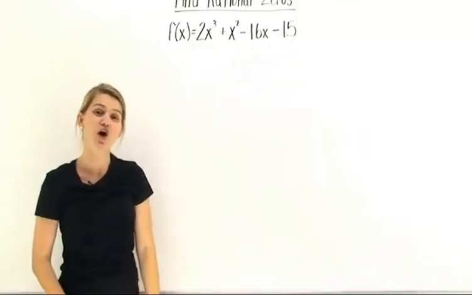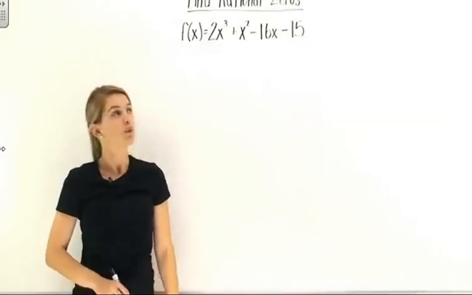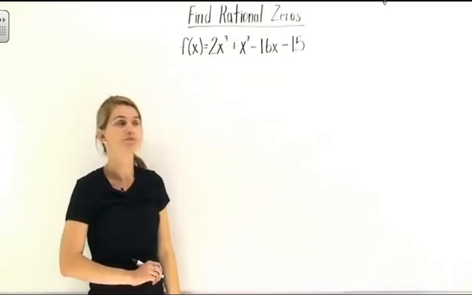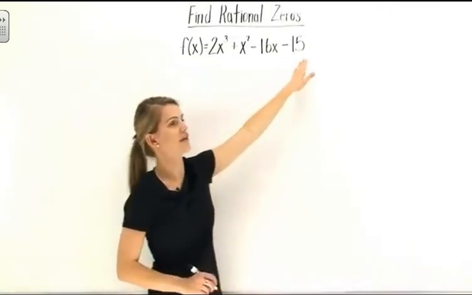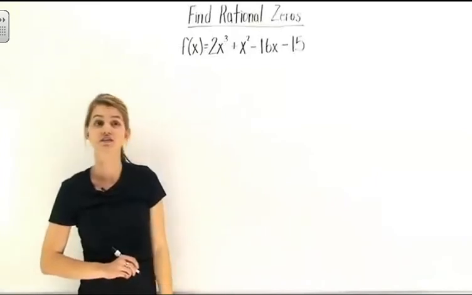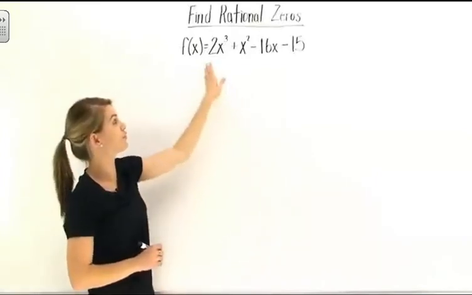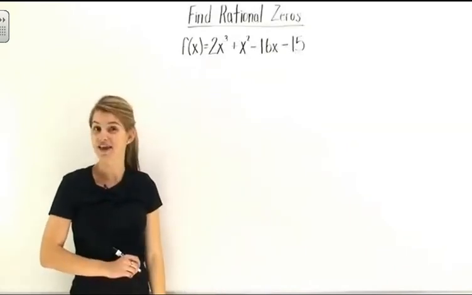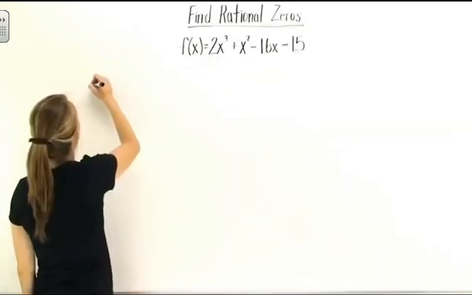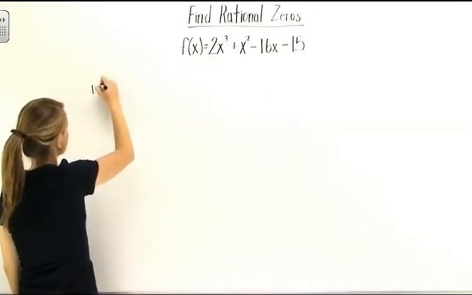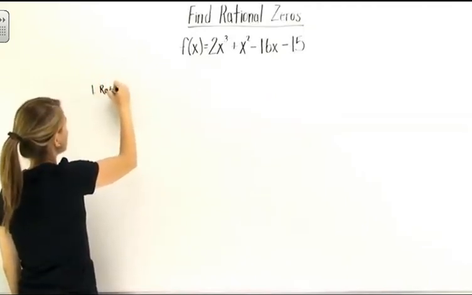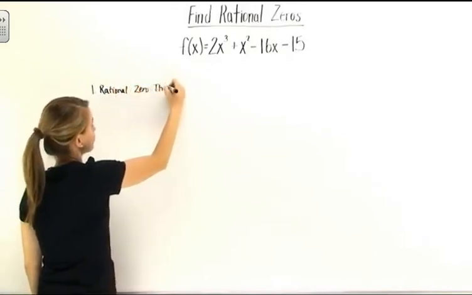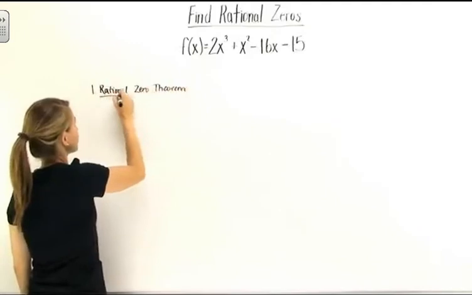If we want to find all the rational zeros of this function, we need to find all rational x values that will make this function equal to 0. Now we could go ahead and set this thing equal to 0 and try to solve for x. But that might be a little bit difficult because over here we have a polynomial of degree 3. So where else can we begin? Well, if we want to know all the possible rational zeros of this function, we can use the rational zero theorem to help us know all the possible rational zeros of this function.